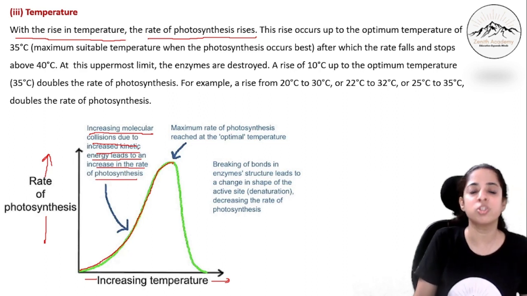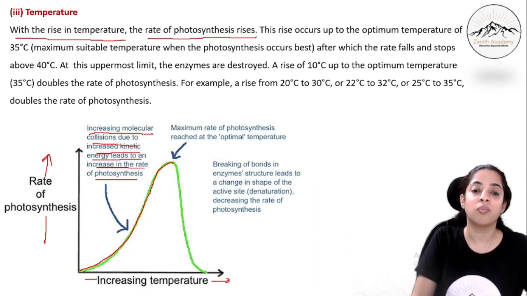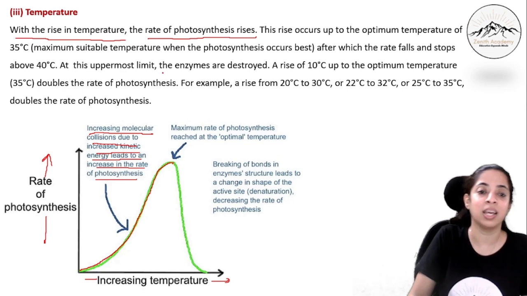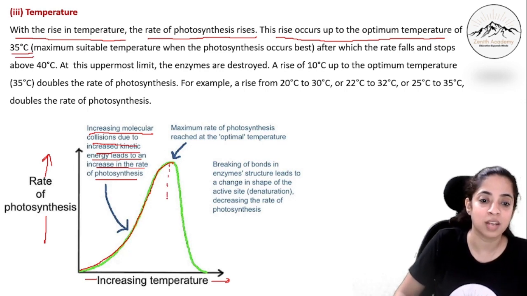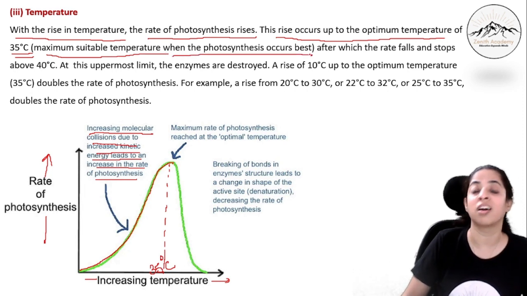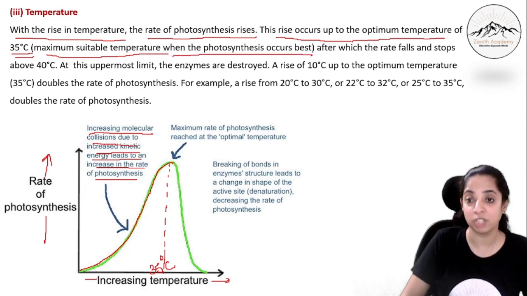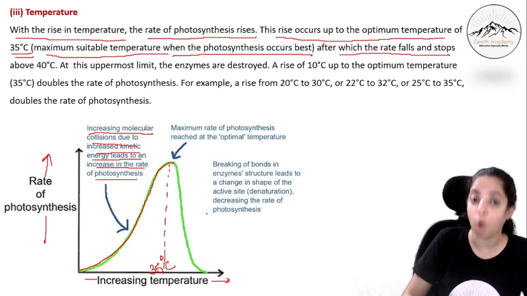Now which molecules are you talking about? The raw materials. What are the raw materials of photosynthesis? Water and carbon dioxide. So this rise occurs up to an optimum temperature of 35 degrees. If you see here, this rise keeps on happening till 35 degrees. So this is the maximum suitable temperature when photosynthesis occurs the best. This can be asked in your MCQs, remember this. Now after this, even if you increase the temperature, the rate falls.